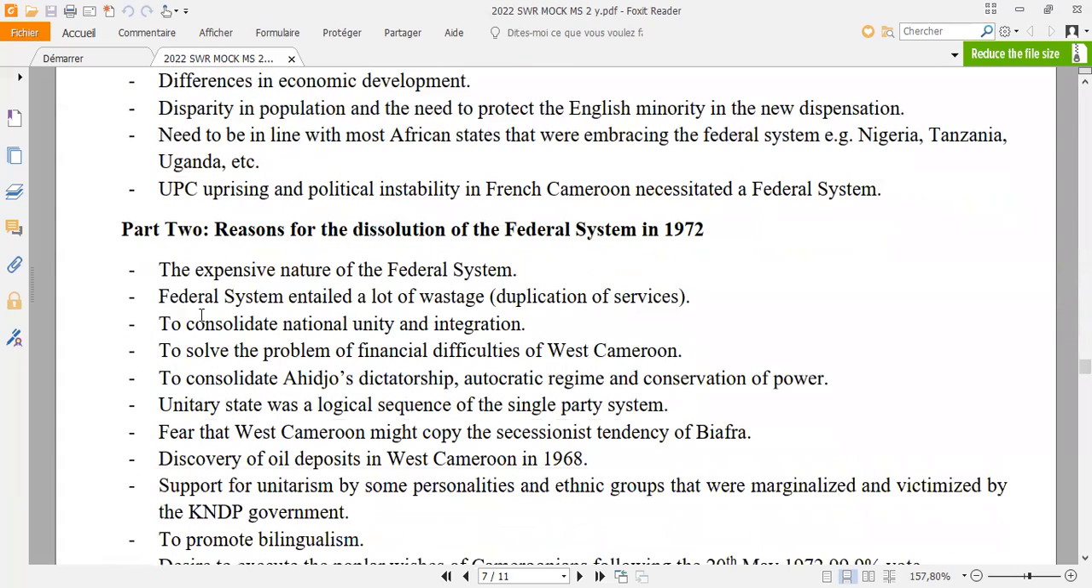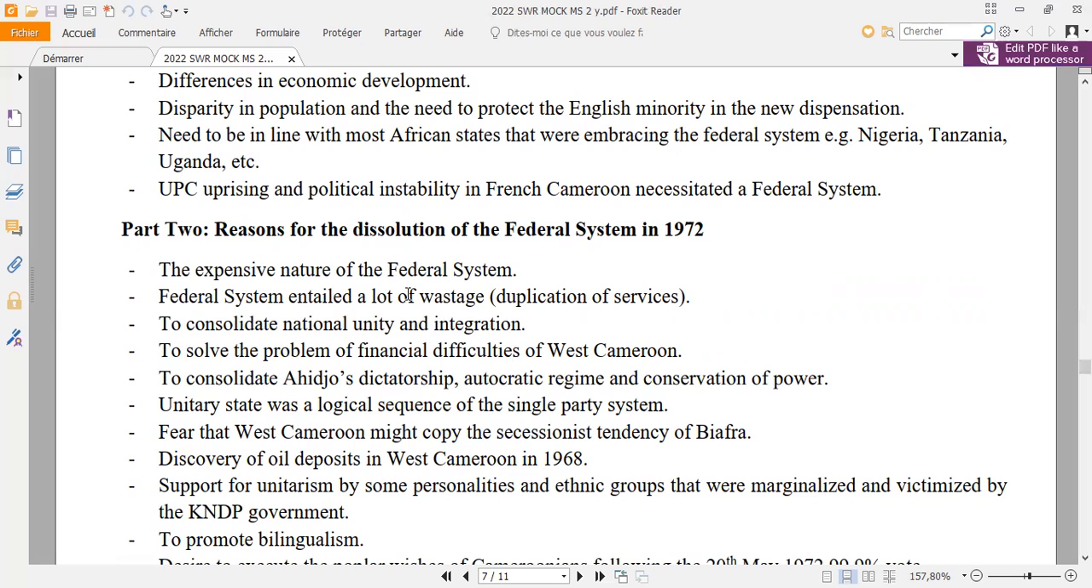And the second part, the reason for the dissolution of the federal system in 1972, or reason for the introduction of the unitary system. You have the expensive nature of the federal system. You have the federal system entail a lot of wastage, that is duplication of services, to consolidate national unity and integration, to solve the problem of financial difficulties of West Cameroon, to consolidate Ahidjo dictatorship, autocratic regime, and conservation of power. Unitary state was a logical sequence of the single party system.